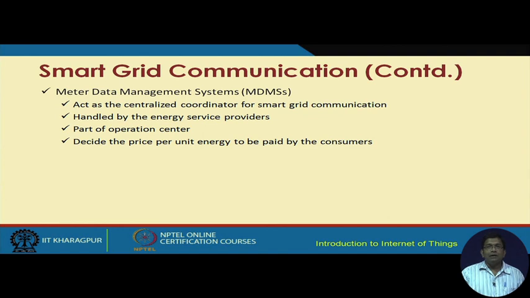The DAUs send the data to the MDMS, which is located in the smart grid backend at the service provider end. It is a centralized coordinator for the entire smart grid, it is part of the operation center, and it decides the price per unit energy. This is very important: the MDMS decides the price per unit energy to be paid by the consumers at different times.